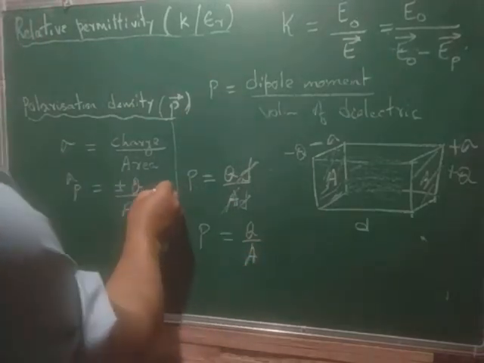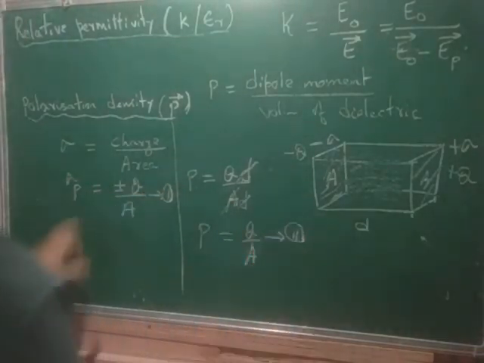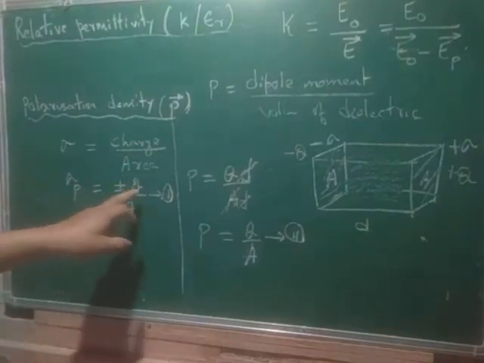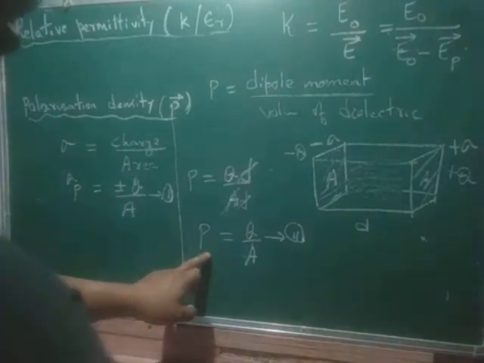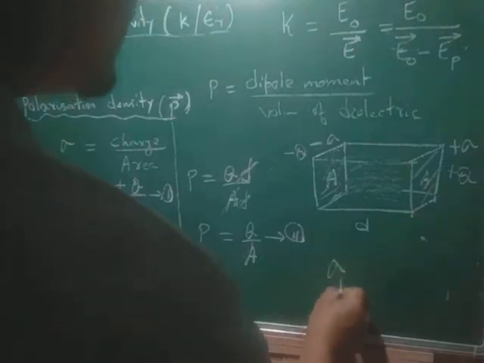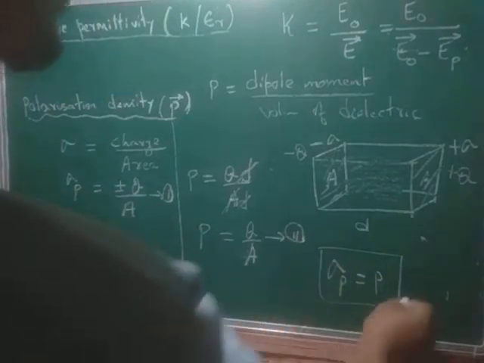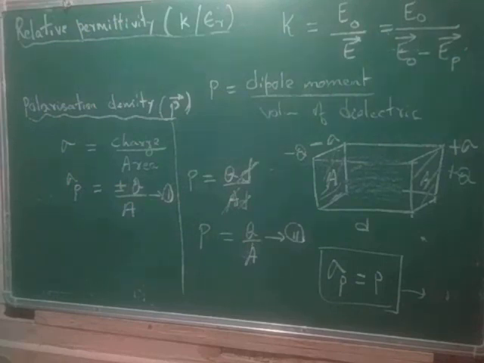Look at these two equations. This is your equation 1, this is your equation 2. From these two equations, I can say that sigma P is equal to charge upon area, and polarization density is also equal to charge upon area. Therefore, sigma P is equal to the polarization density. So please note down this formula. You will need this formula in the higher topics.